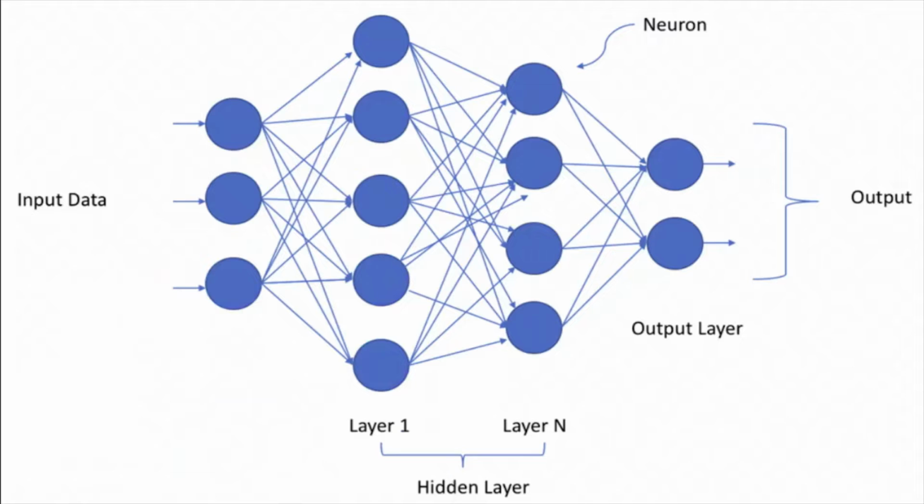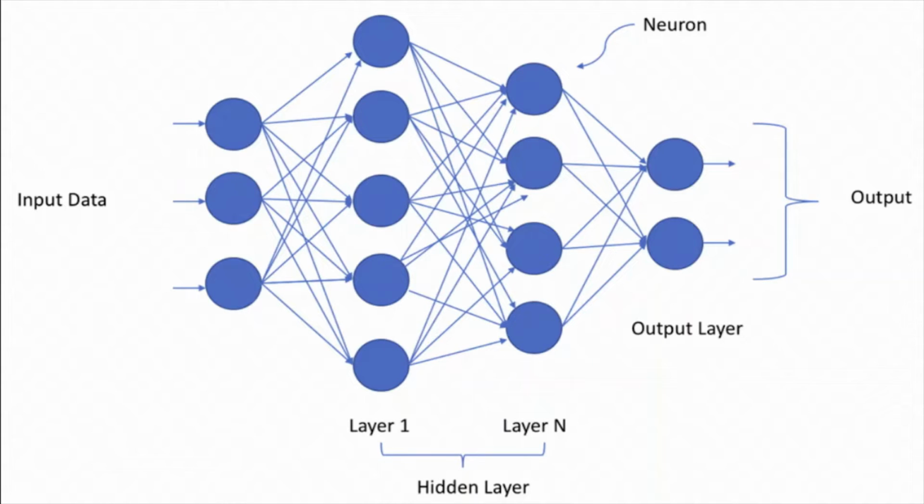Now, what are the components of a neural network? Let us see. The input data is first given into the input layer. The input layer is also known as input nodes. No computation is done within this layer. It just passes the information to the next layer.